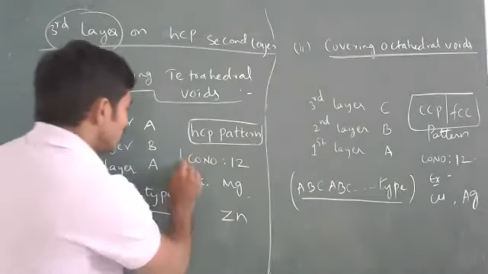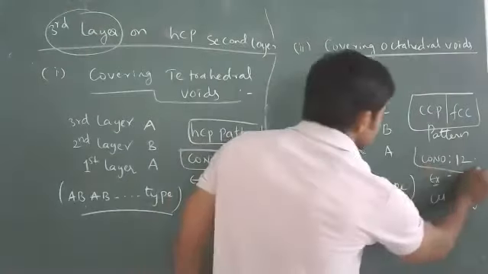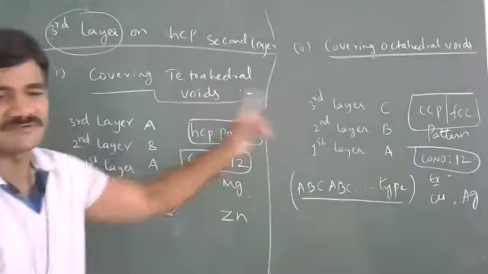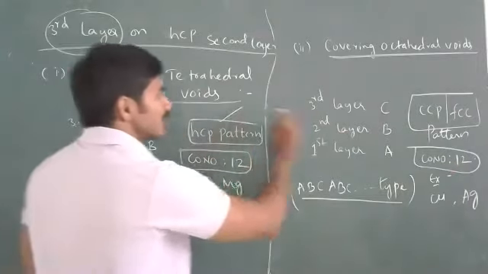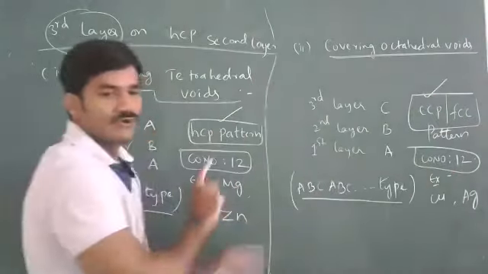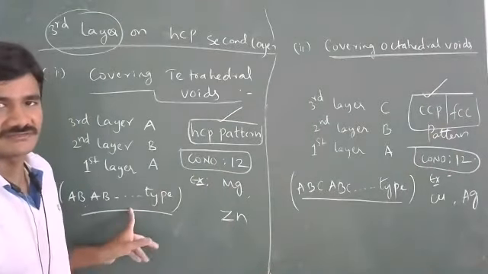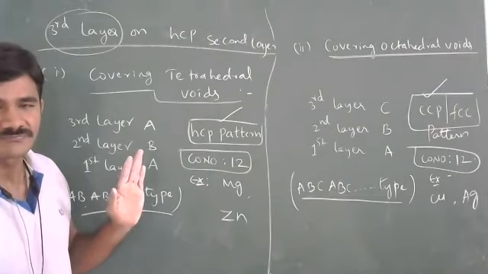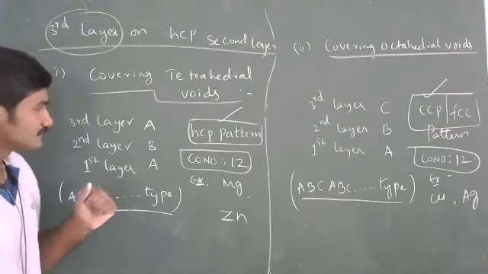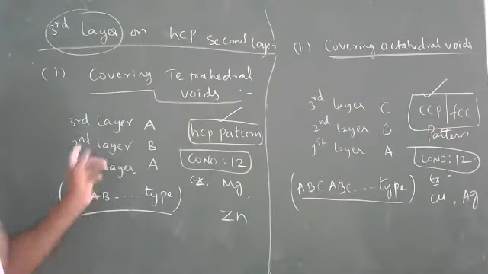Understood? So there is not much difference between HCP pattern and CCP, FCC pattern. They only differ by type of arrangement. That's it. The remaining coordination number is the same. Okay. Understood these two?